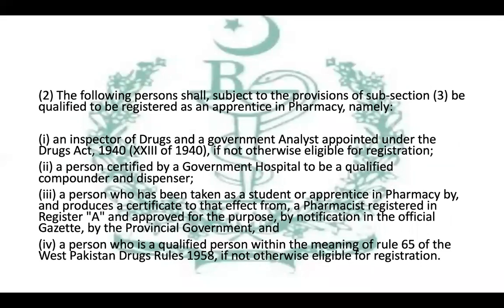Now again, 25(2) says, the following person shall, subject to provision of subsection 3, be qualified to be registered as an apprentice in pharmacy, namely an inspector of drugs and a government analyst appointed under the Drug Act 1940, if not otherwise eligible for the registration.